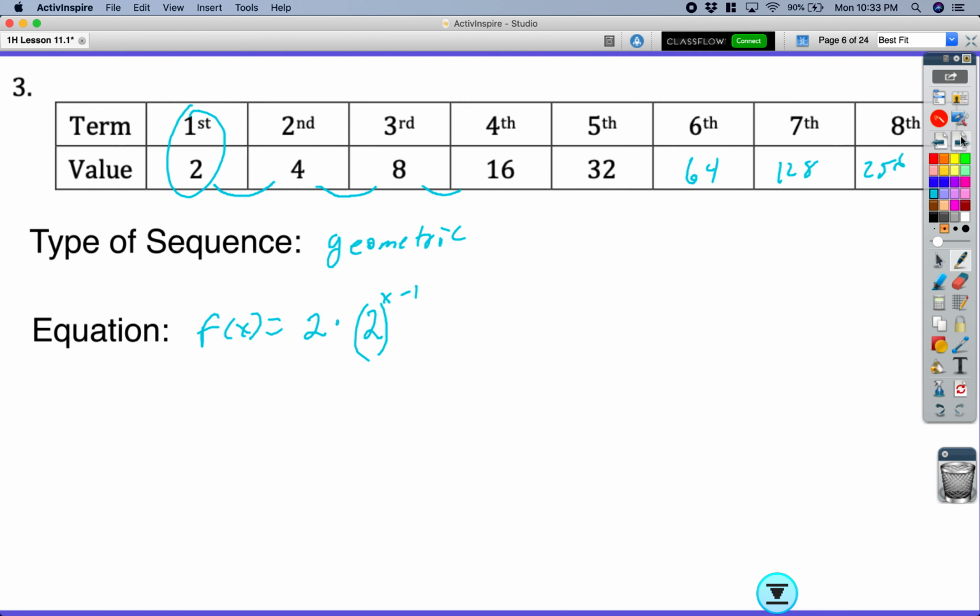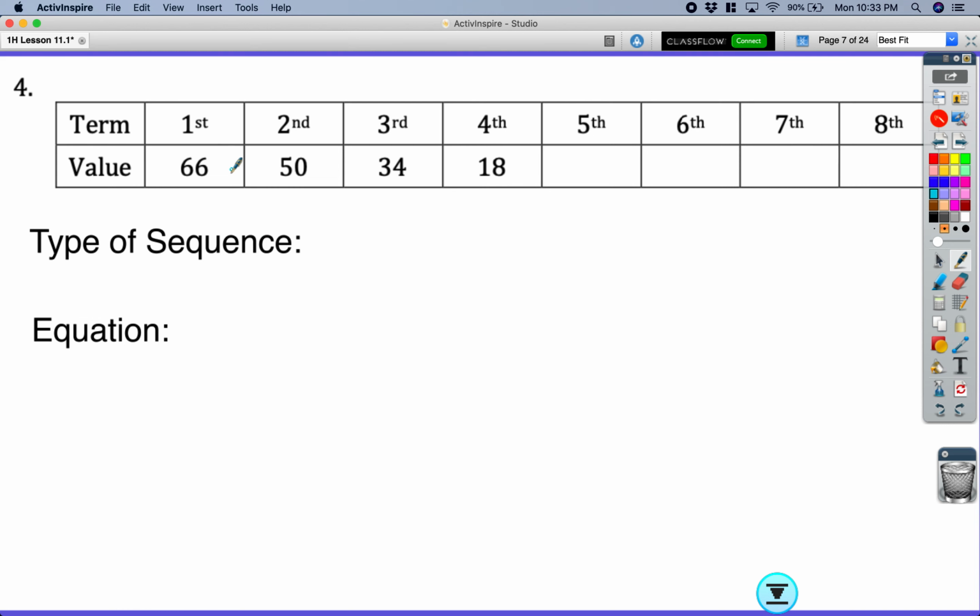Okay, so let's go ahead now and look at the second one. Here you can see I'm decreasing. I start at 66, I go to 50, I go to 34, and then 18. So you can see I'm just subtracting 16 each and every time. So if I continue to do this, if I subtract 16 again, I would have 2, negative 14, negative 30, and negative 46. Okay, so this is an arithmetic sequence.